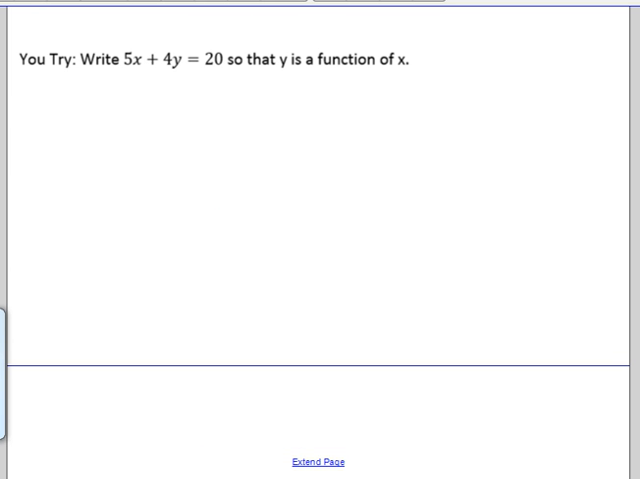Next example. You pause the video and please try this one. So write 5x plus 4y equals 20 so that y is a function of x. In other words, solve the equation for y, okay?